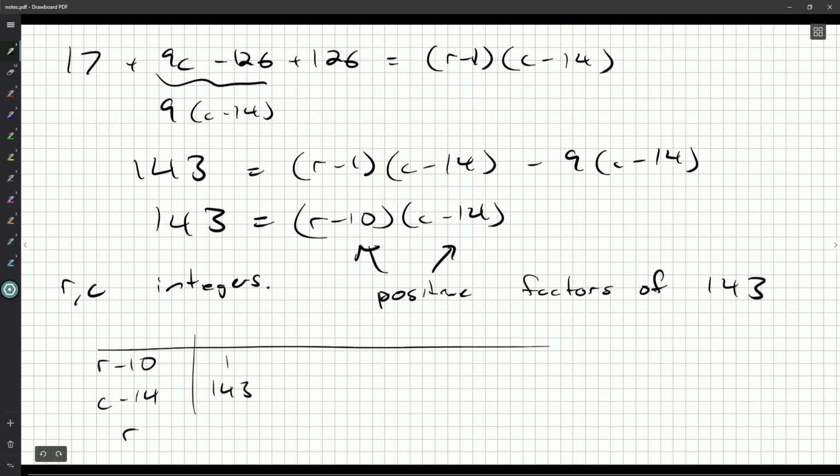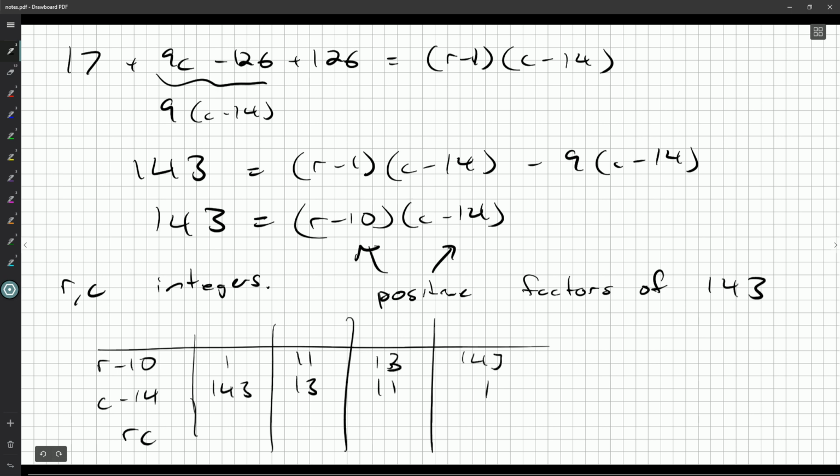Okay. And what do we want? We want to show the total number of chairs is at least 500 something. Okay. Or you could have 11, 13, because these are two prime factors, that's it. Or you could swap around. You could have 13, 11, or 143, 1. But in each case, we can work out what r and c must be.